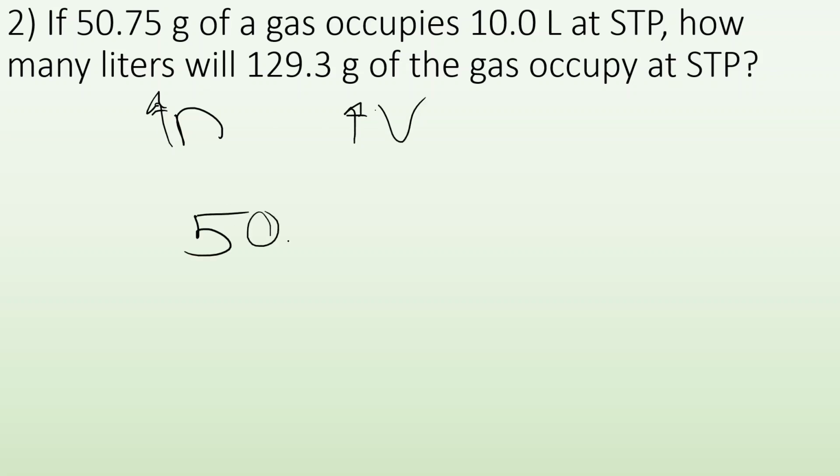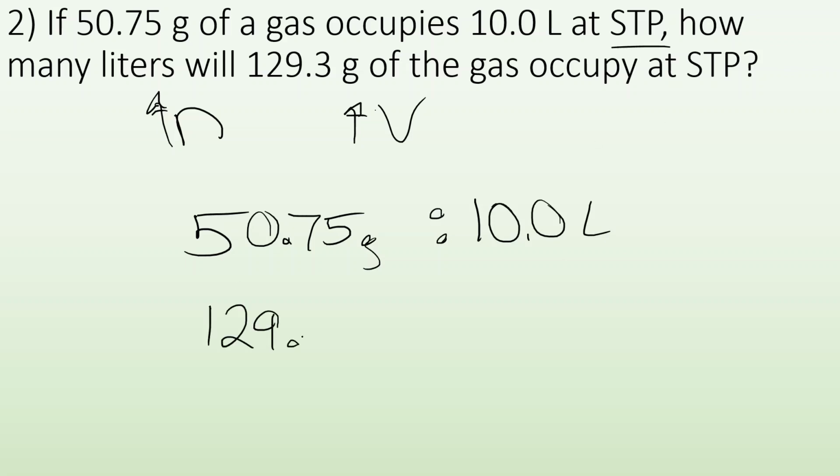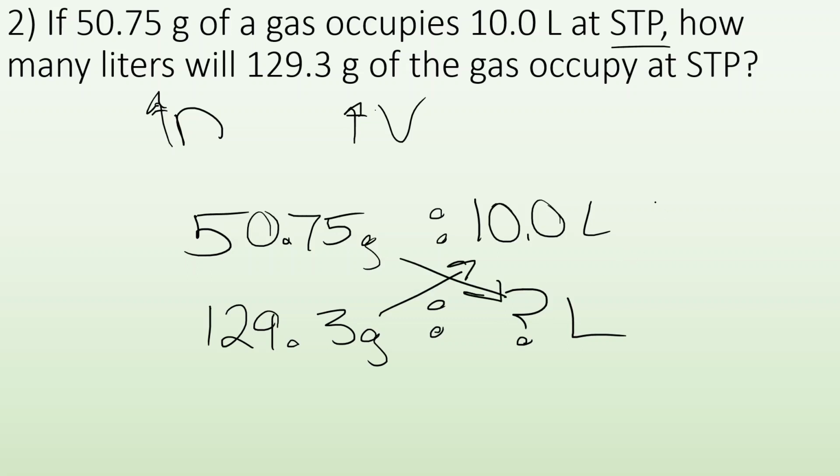We know that for every 50.75 grams, we occupy 10.0 liters at STP. Let's say, all right, well, if we had 129.3 grams of that same gas, what would the liters be? So you can set up this proportion and you can cross multiply and divide. And when you do that, you end up with 25.5 liters.